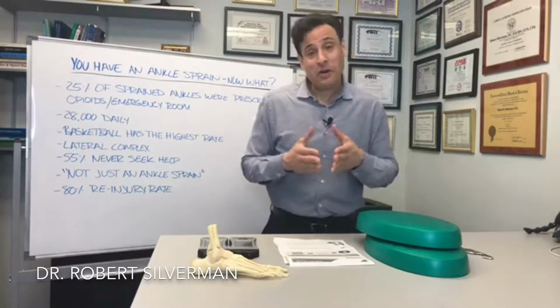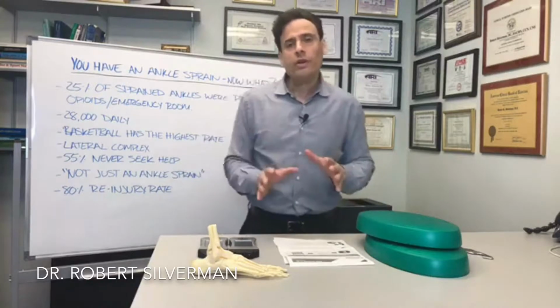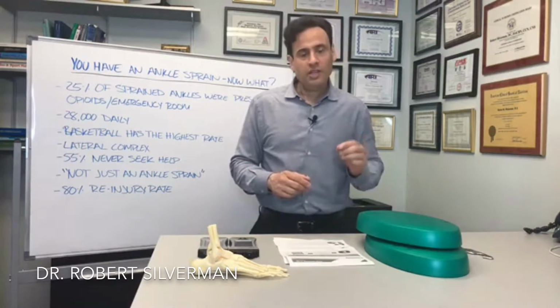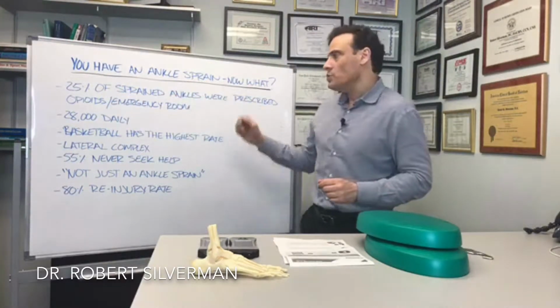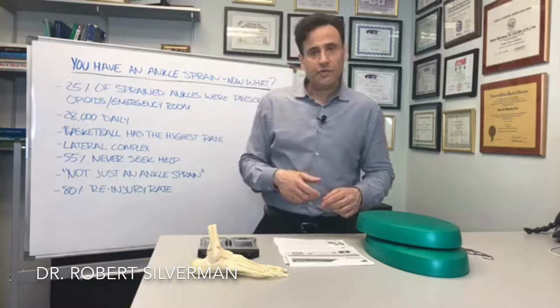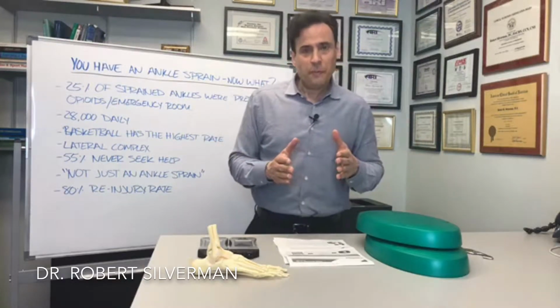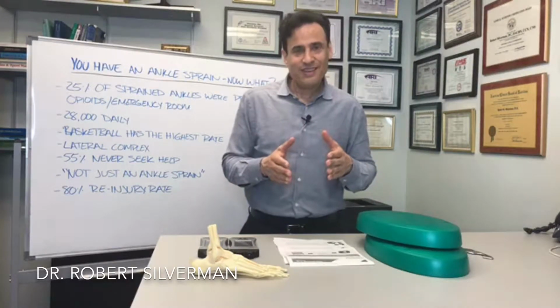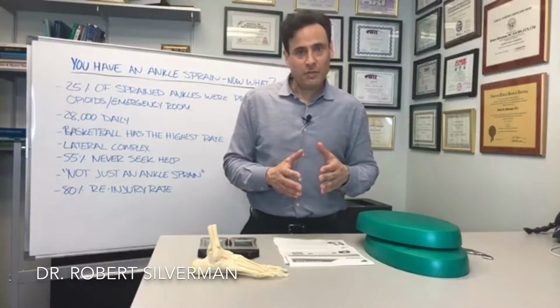You have an ankle sprain? Now what? So many people talk about ankle sprains. So many people have them, and most people don't treat them. What really caught my attention recently was a Washington Post article that just came out that said 25% of sprained ankles were prescribed opiates in the emergency room. It's actually 25.1%. The largest state, believe it or not, was Arkansas, 40%. To go to the emergency room because of a sprained ankle and receive opiates is incredible, to say the least. There's no way that should be the instance.